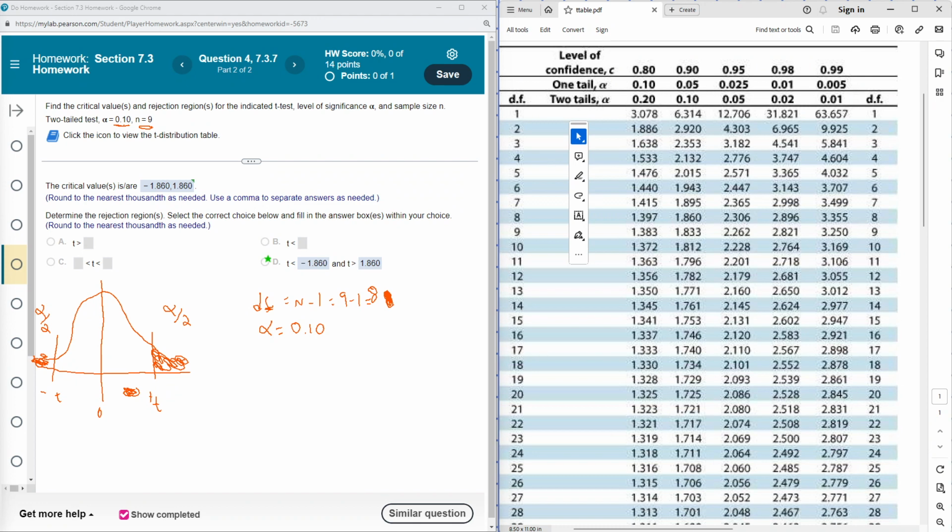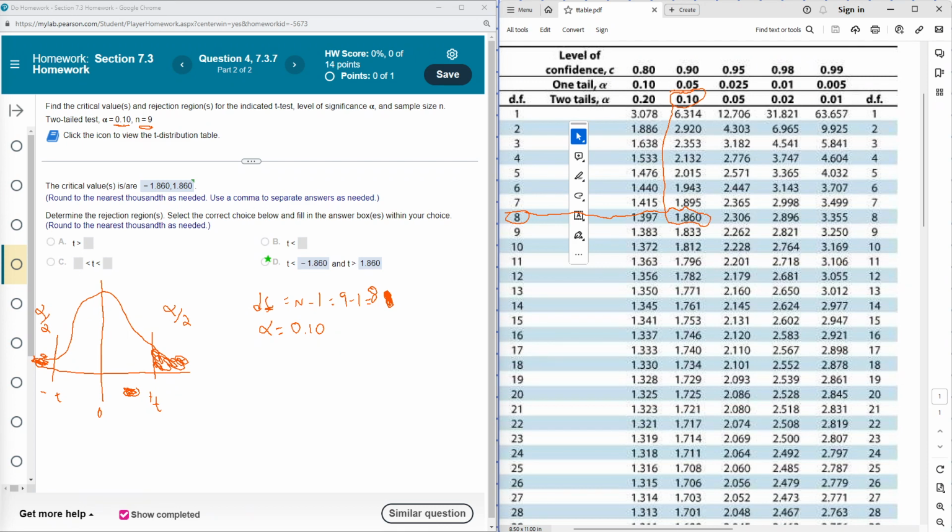So on the table here, we have a two-tailed test. So we look in here. Alpha is 0.10, and in this case our degrees of freedom is 8. And where they cross will give us our t-scores. So it goes across here, and where this comes down, where they cross, is going to be the absolute value of our t-score.